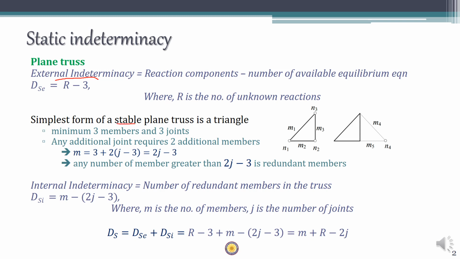truss, a perfect plane truss. It is to be understood that the simplest form of a perfect plane truss is a triangle, as shown here. If you check this triangle, it is a perfect truss and it has three members, m1, m2, m3, and three nodes, n1, n2, n3. Nodes are also called joints.